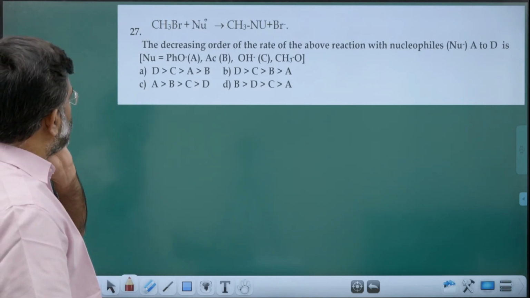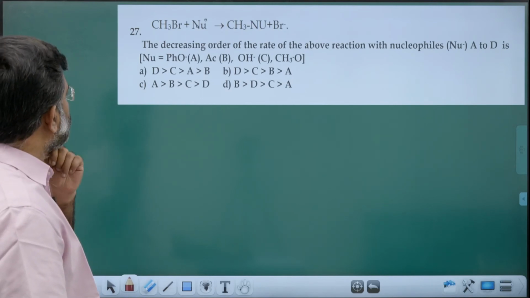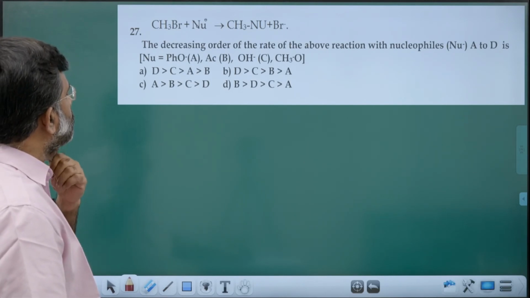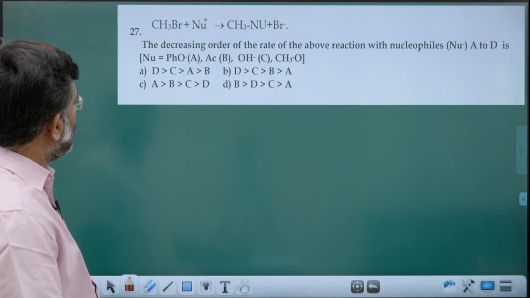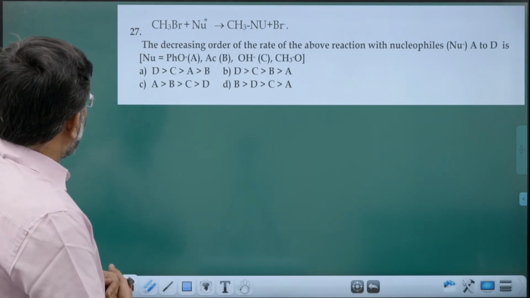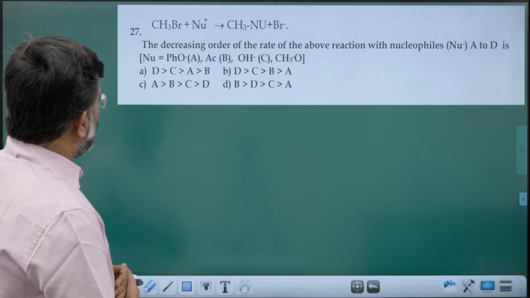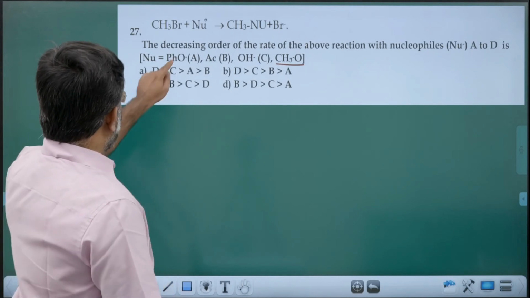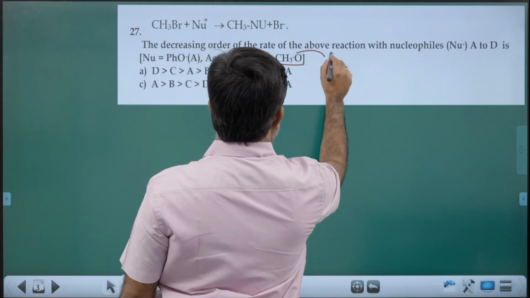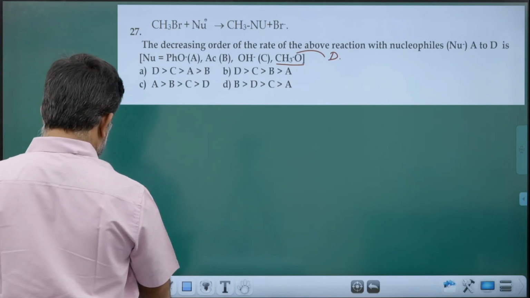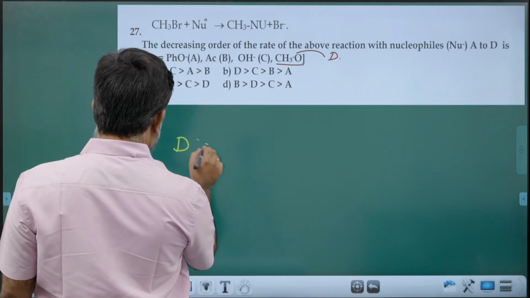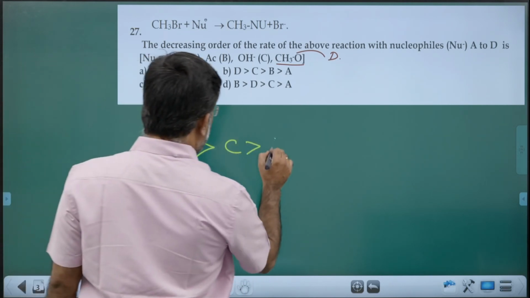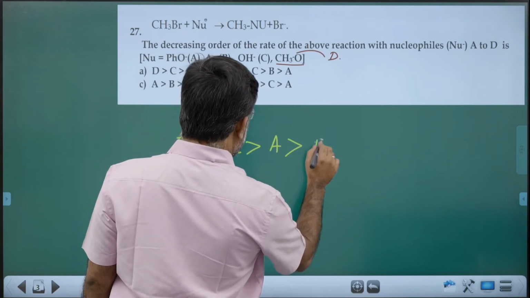CH3Br plus nucleophile gives CH3Nu plus Br minus. Decreasing order of rate of the above reaction with the nucleophile. See, maximum attack will happen over here. Phenoxide, acetate, OH minus, CH3O minus. This is A, B, C, maybe this is D. So D is maximum, then it will be C, then it will be A, and then it will be B.